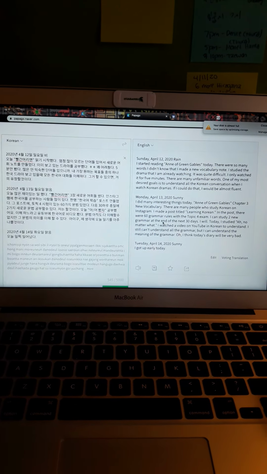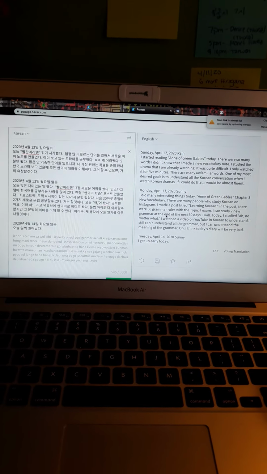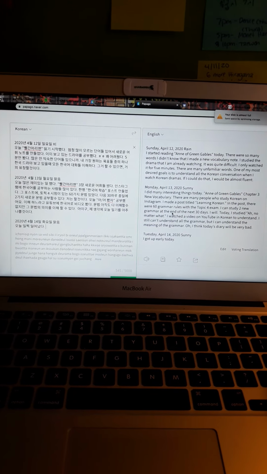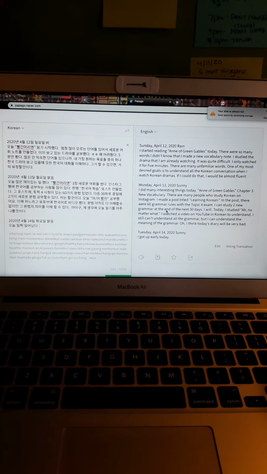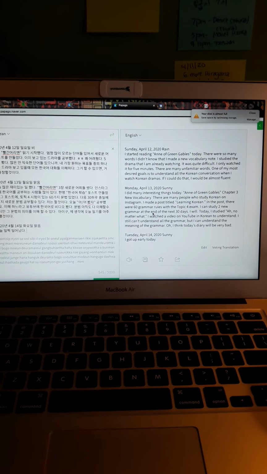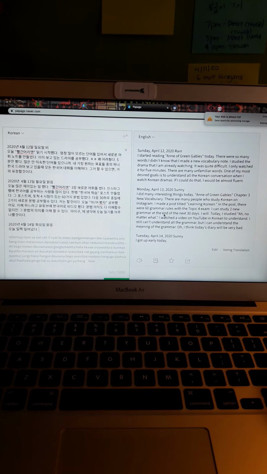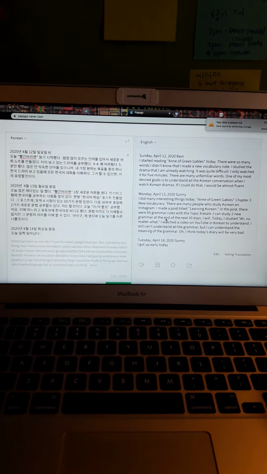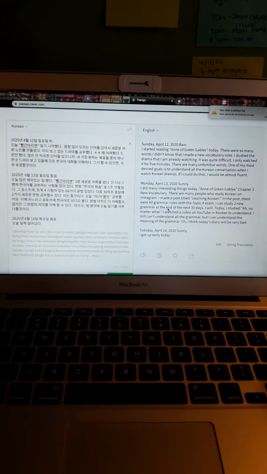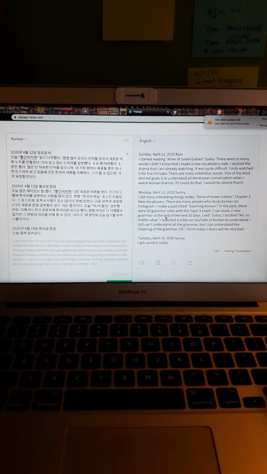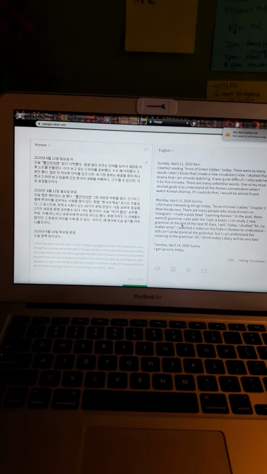Actually, what I do so that it's a language exchange is my language exchange partner will send me her journal entries in English and then I will correct them and send them back to her. And then I send her my journal entries in Korean and she sends them back to me corrected. So it's perfect practice. It does take a long time.